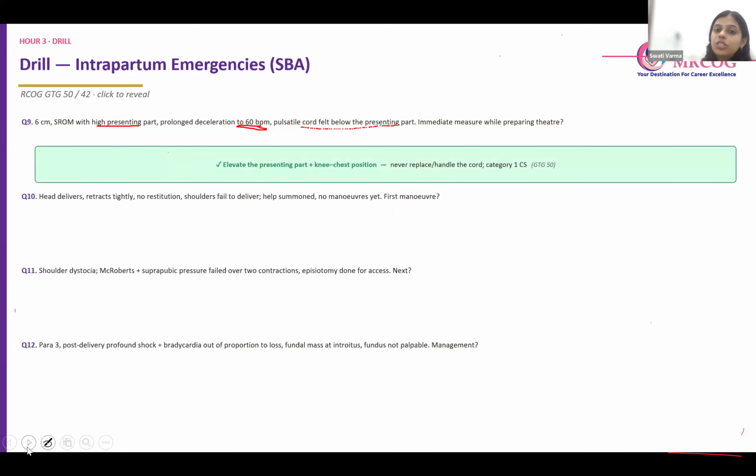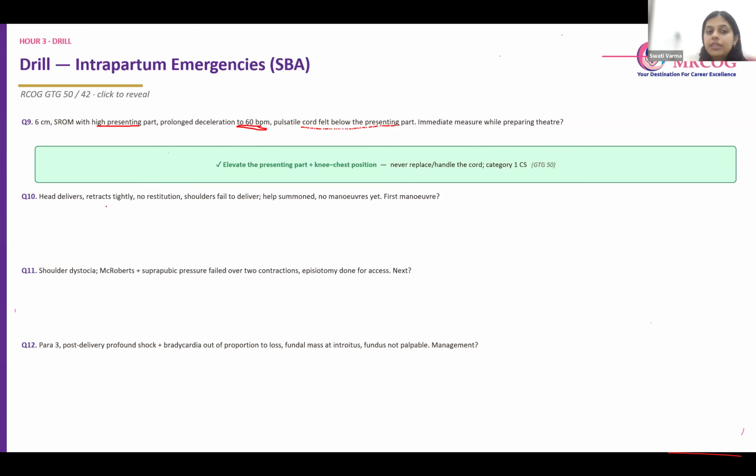So, you can do it through knee chest position. If membranes were intact, you can do it by filling the bladder. If membranes are ruptured, you have to look at the option, elevate the presenting part plus knee chest position. However, never choose options like handling the cord, replacing the cord. You have to choose options like category 1 cesarean, and while she is being prepared, elevate the presenting part, knee chest position.